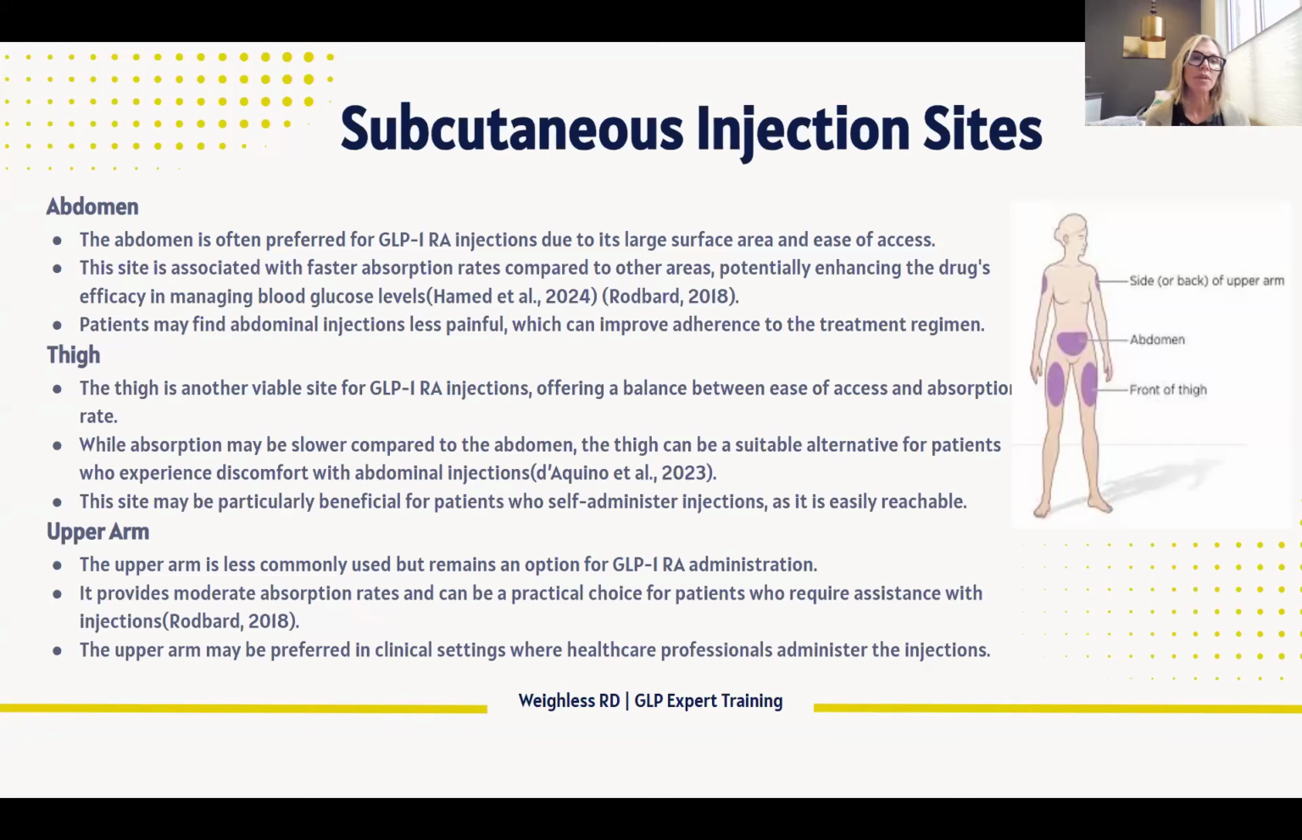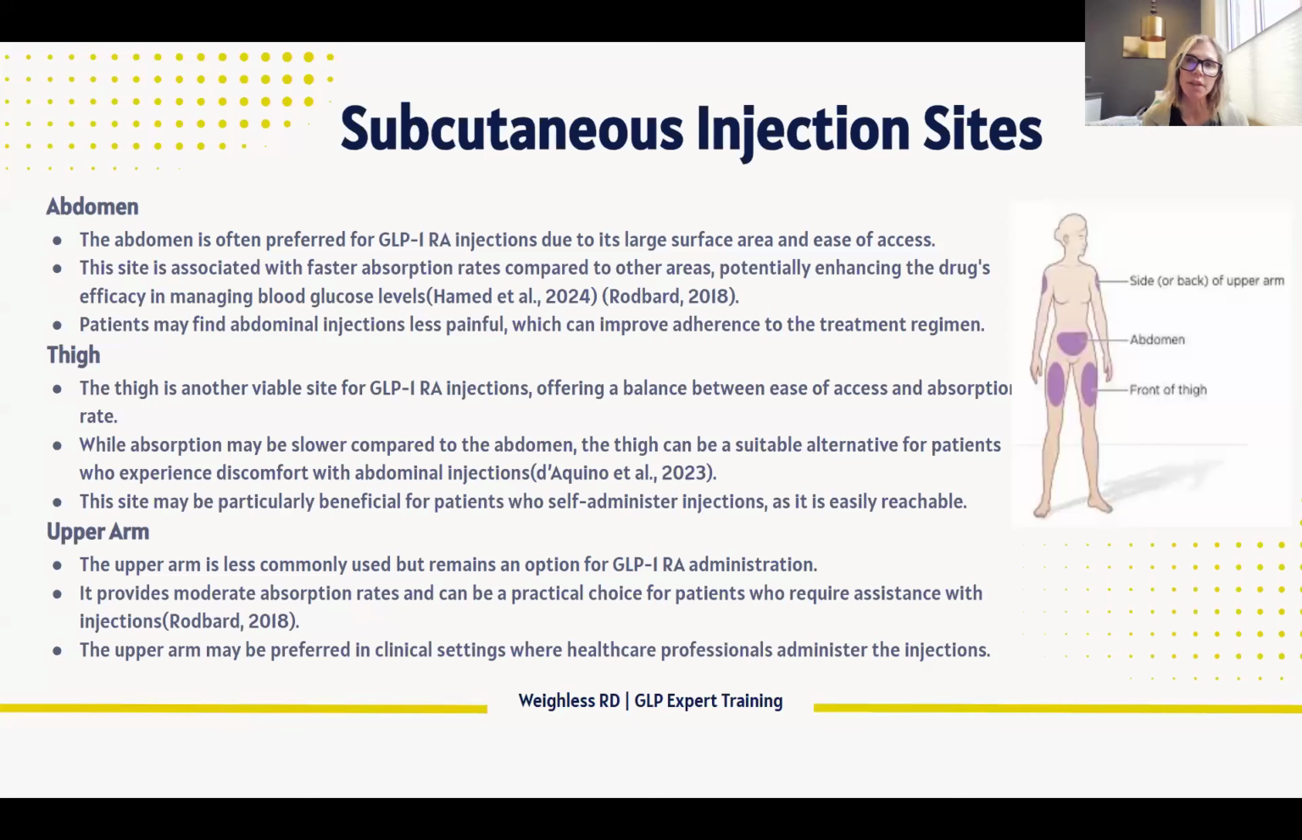The upper arm has a more moderate absorption rate. So again, they might notice a difference if they switch to the upper arm. It could also be more preferred in a clinical setting because you don't have to take the blanket off and undress a little bit for your abdomen, you just use your arm.